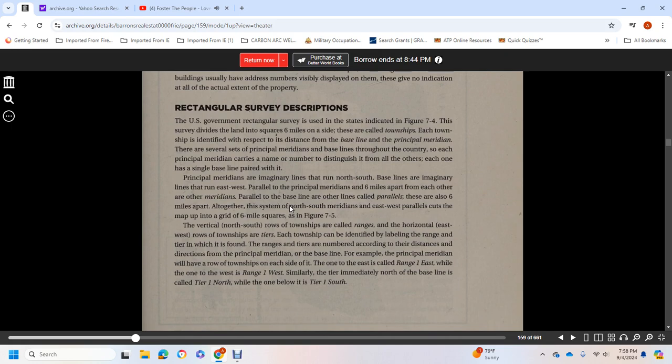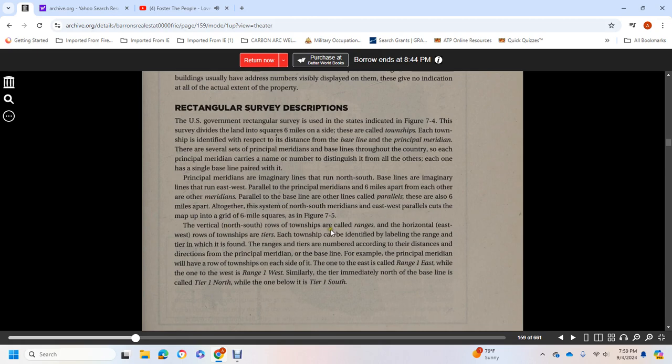Principal meridians are imaginary lines that run north and south. Baselines are imaginary lines that run east and west. Parallel to the principal meridian, six miles apart from each other, there are other meridians. The lines parallel to the baseline are called parallels. These are also six miles apart. Together, the north-south meridians and the east-west parallels cut the map up into a grid of six-mile squares, shown in Figure 7.5.